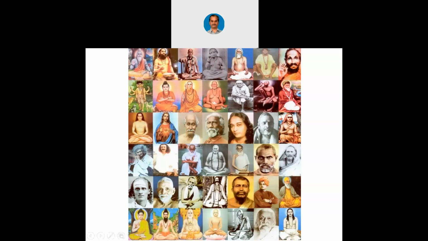I don't recognize all the pictures here, but at least some of them I recognize. There are many other holy spiritual masters, only some of them are being shown here. So, there are abundant masters who have been coming here, and they will be coming even in future.